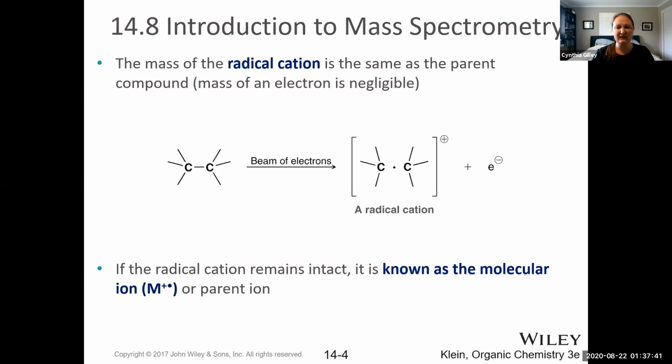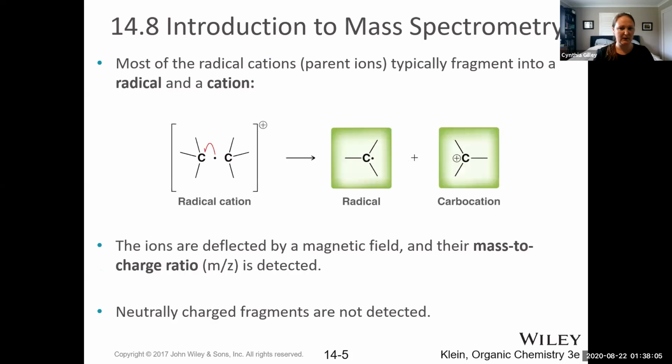That's because the mass of the electron ejected is negligible compared to the mass of the original molecule. Remember that protons and neutrons are much heavier than electrons, so losing one electron is not losing much mass at all. Essentially the mass of the molecular ion is equivalent to the mass of the original molecule. That way we know what the mass of the molecule is, and that's really what we're going for with this type of analysis.